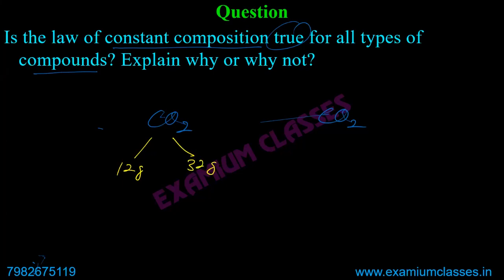Because carbon has its own isotopes. Suppose one carbon here is C12, then it will be 12 gram. But suppose this one is C14, then this will be 14 gram. This one will be 32 gram. Now the composition is different. It is not constant proportion now. So why is this statement not true? Law of constant composition is not always true. The reason is there are isotopes of the elements. That's why it is not always true.